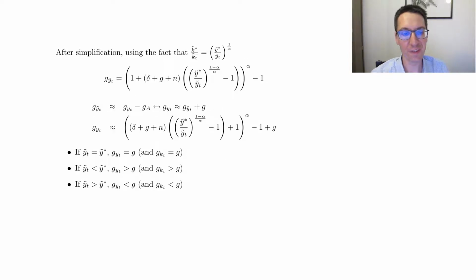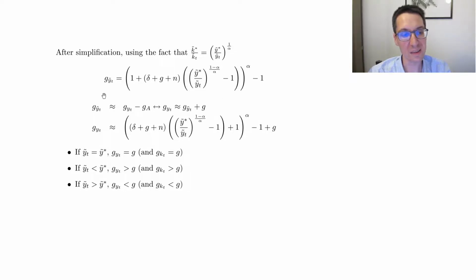After much simplification, we get this expression for the growth rate of output per effective worker. So one thing to note is that here we had a ratio of capitals. What happened? Well, simply we use the fact that output is the capital to the alpha, so the ratio of output is going to be the ratio of capital to the alpha. The ratio of capital is going to be the ratio of outputs to the 1 over alpha.